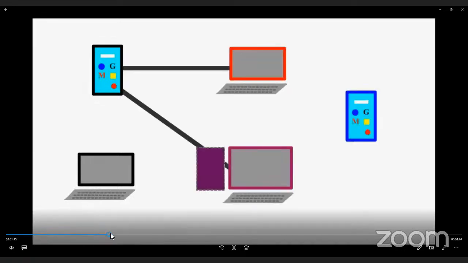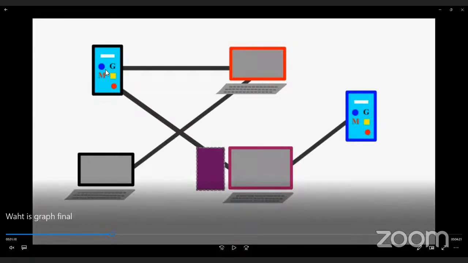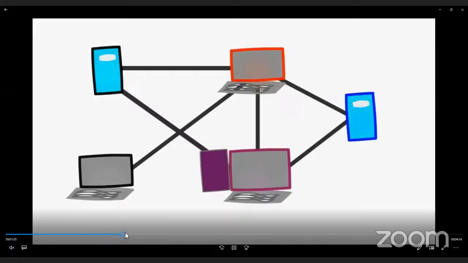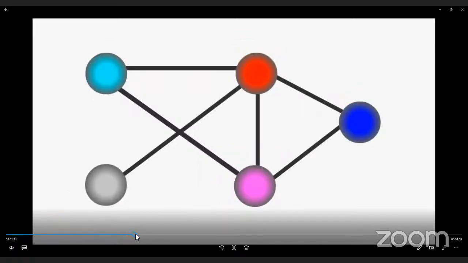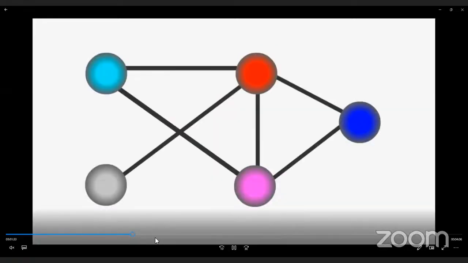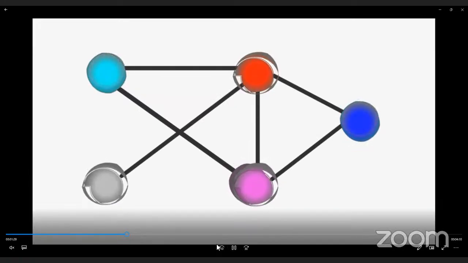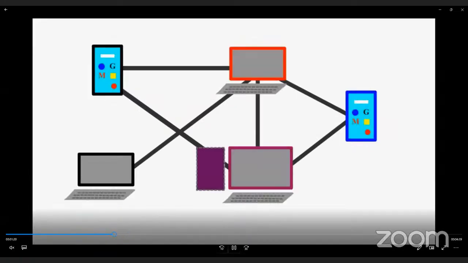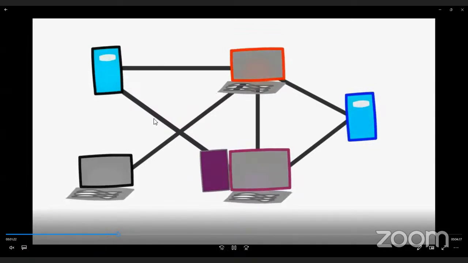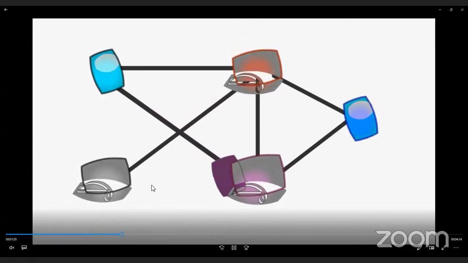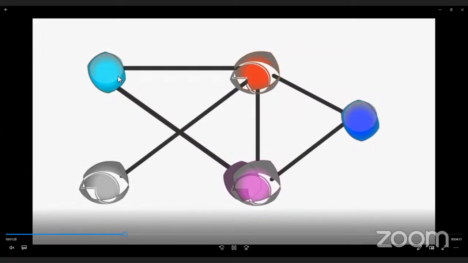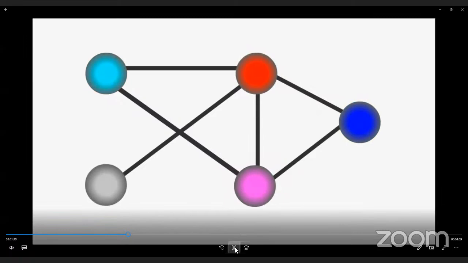Suppose we have this computer network, so any cellular phone, laptop, desktop, they are connected to each other. Now this can be modeled as a graph. So this is called a graph. They are connected to each other, and they can be modeled in a graph like this.